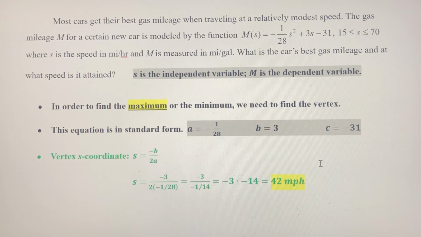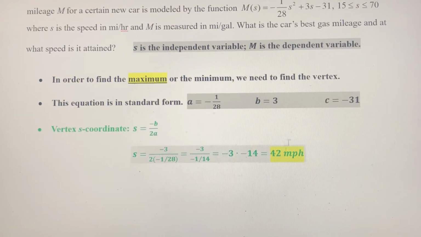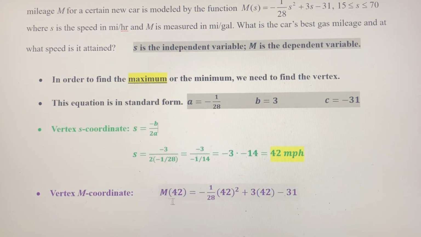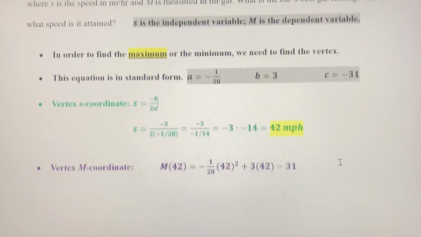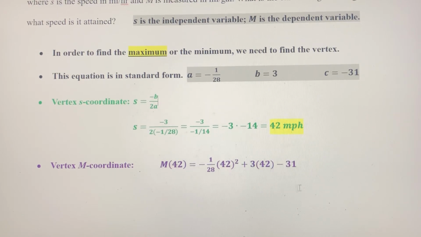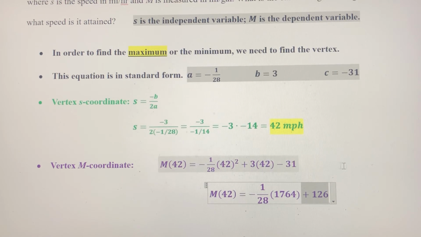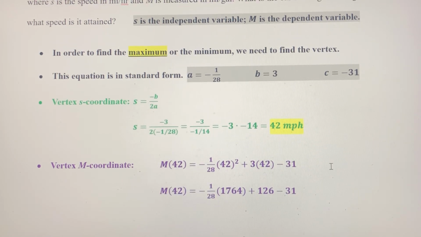Now we just need to figure out what that mileage is. So we're going to plug this value back into our original equation. We're going to find the vertex m coordinate now. I'm going to plug in 42 for s in both these spots. So m of 42, the mileage at 42 miles per hour, is going to equal negative 1/28 times 42 squared plus 3 times 42 minus 31. Order of operations: I need to square the 42 first, and that's going to give me 1764. I'm going to multiply 3 times 42 here. That's going to give me 126. And I'm just going to bring down the minus 31.